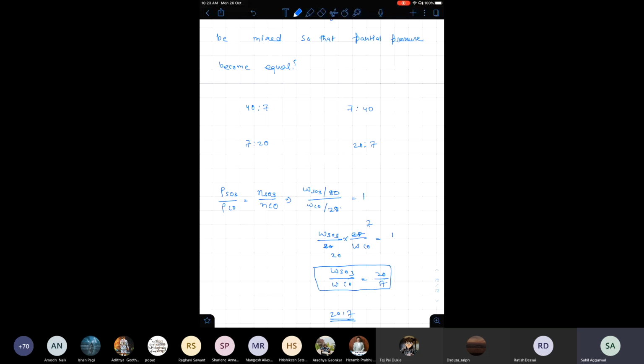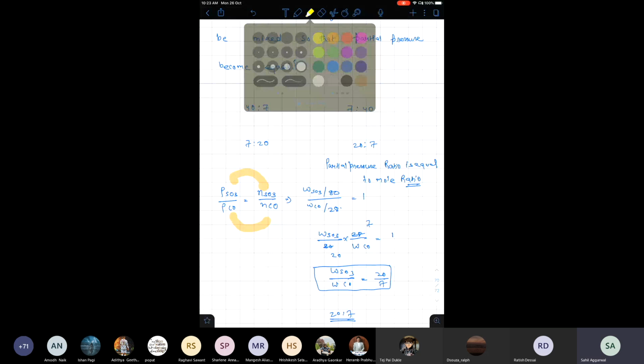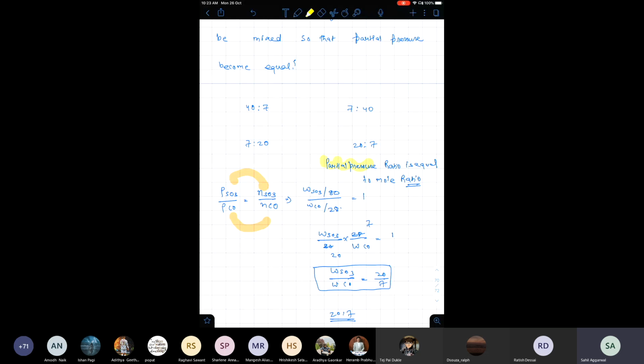This thing is very much important: partial pressure ratio is equal to mole ratio. Partial pressure ratio is equal to mole ratio.